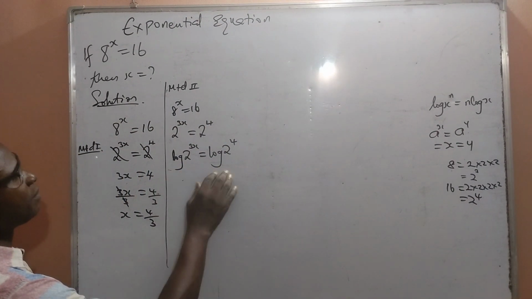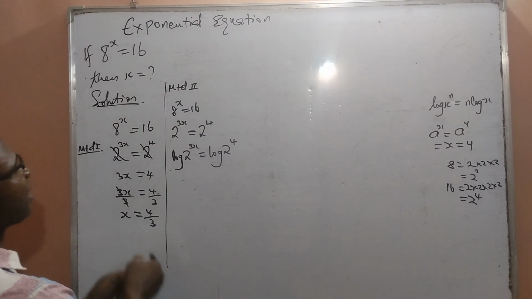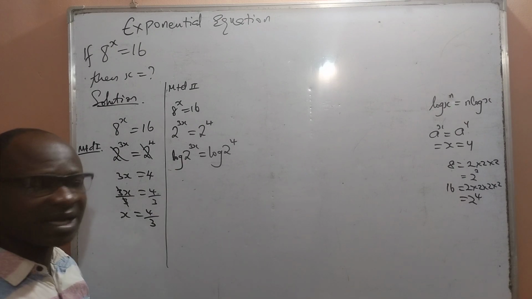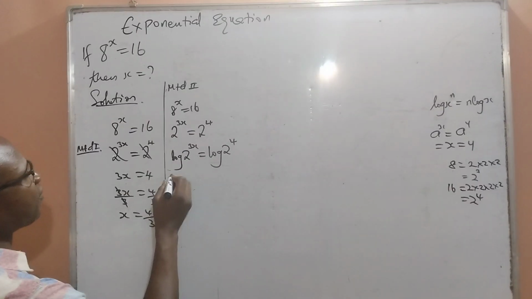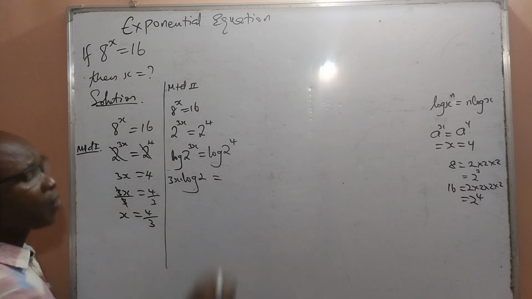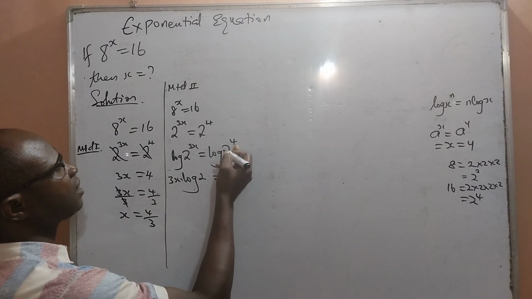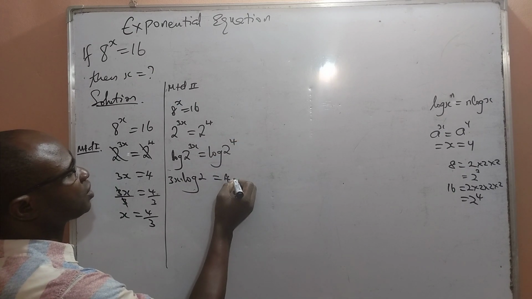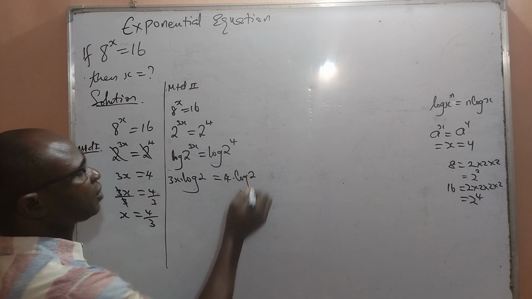Applying that to both sides of this equation, we make the power of 2 on the left hand side, which is 3x, come to the front, and that becomes 3x multiplying log 2, equal to the same thing here. Power 4 will come to the front and be used to multiply the log of 2.